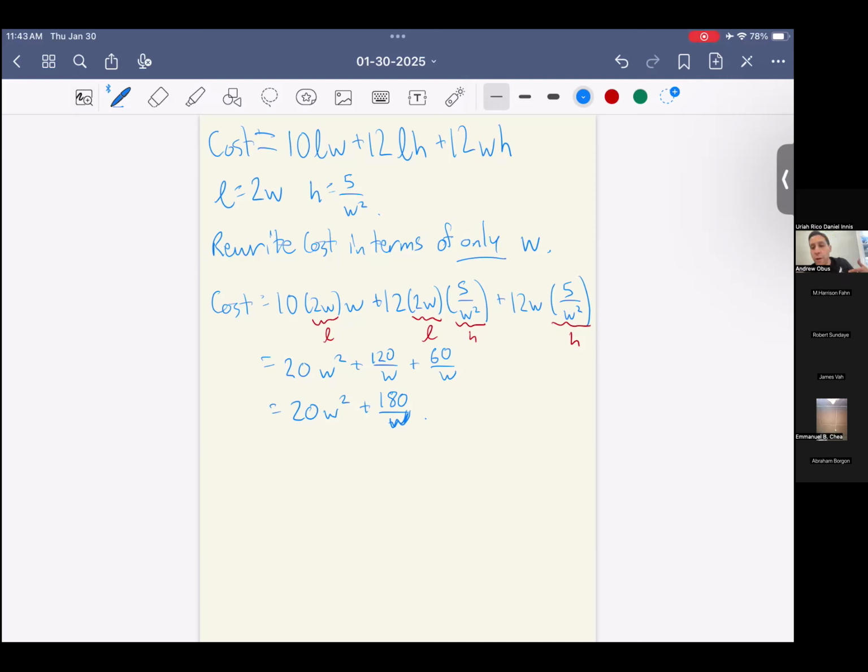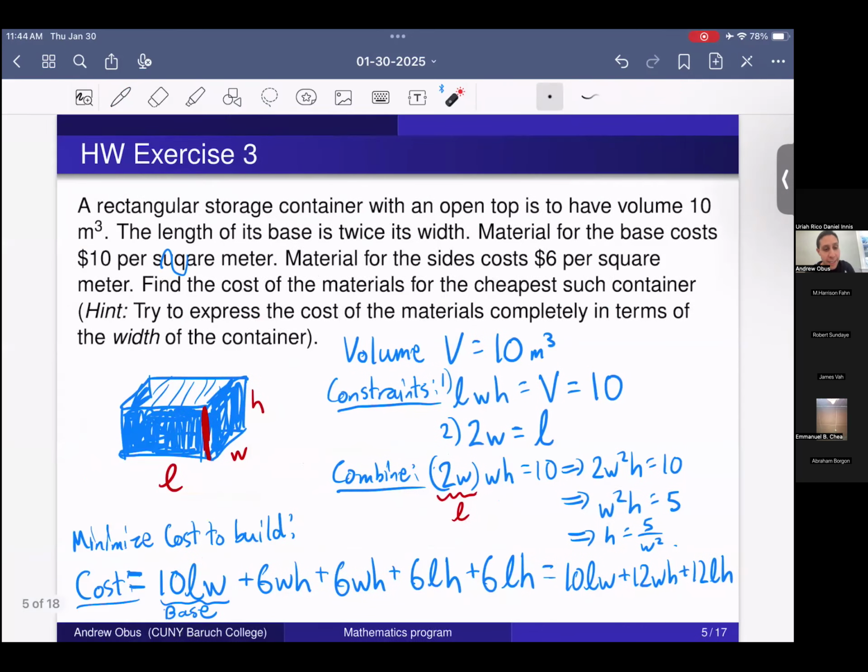Okay, so we've done all of this work to finally get cost, which is a function of only one variable. It's a function of just W. Okay? So the cost is this function of W, right? We had to do a lot to get to this point, right? We had to use the volume.